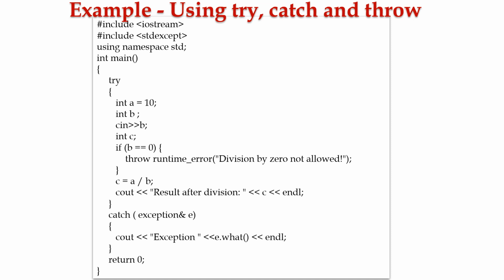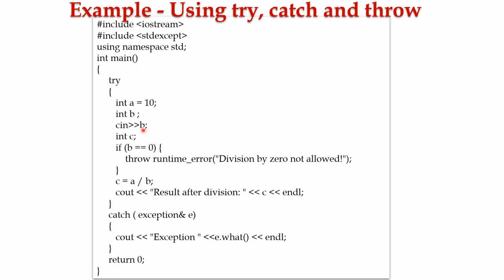Now let's have an example program using try, catch, and throw. First let me explain the code and then we can see how it is executed. We can see the three keywords try, throw, and catch in this program. In the main function, we have the try block first. With the opening curly brace, we have declared the variable a of integer data type and assigned the value 10. Next, we have declared the variable b of integer data type.